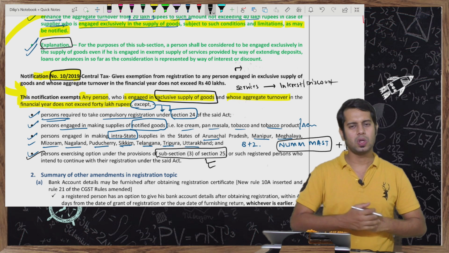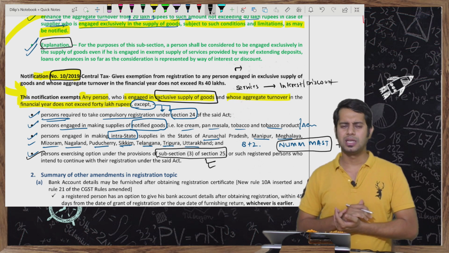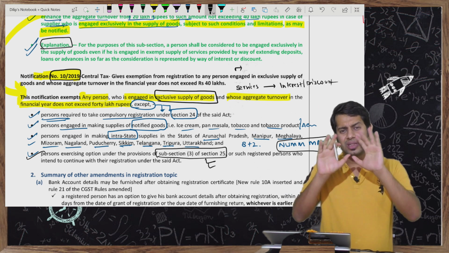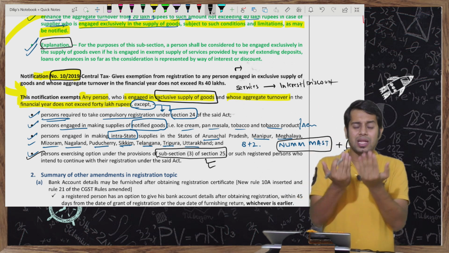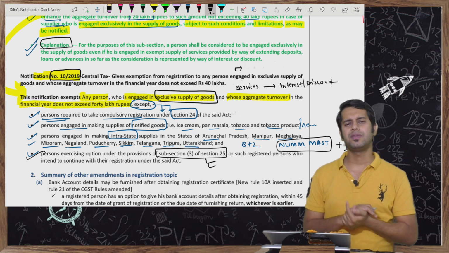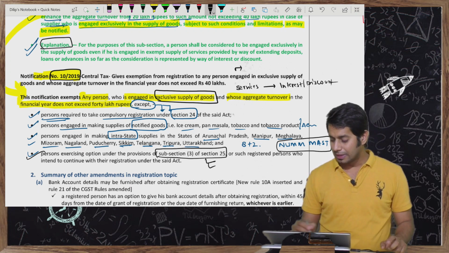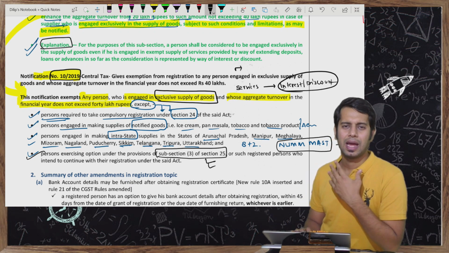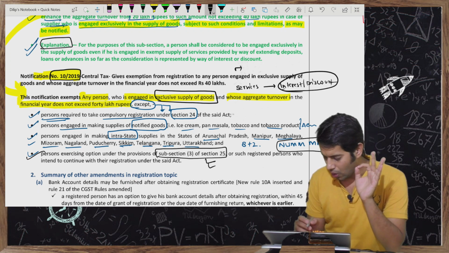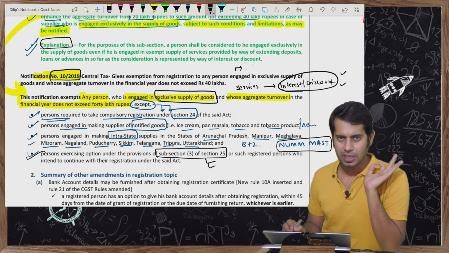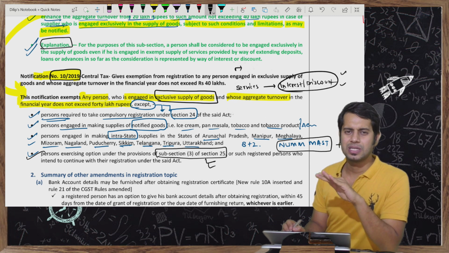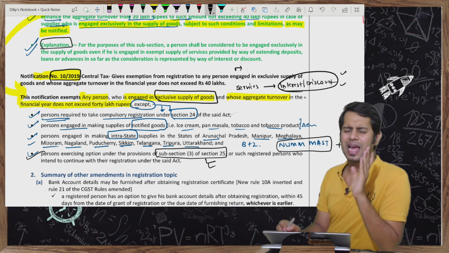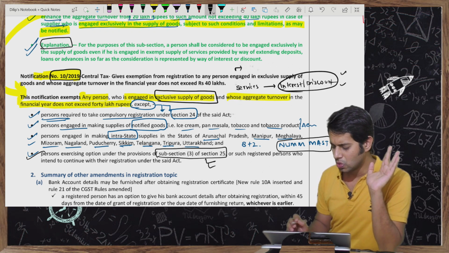If you are supplying those services also, I have given a loan to someone for which I am receiving interest. I have deposited my money in bank for which I am getting interest. Now this interest income is through supply of services. This amount should not be taken into consideration. Meaning what, sir? When you are seeing whether a person is exclusively supplying goods or not, if that person is also getting some interest income, please don't consider. Don't think that that person is also supplying services. Even this interest income should be treated as if he is supplying goods only.